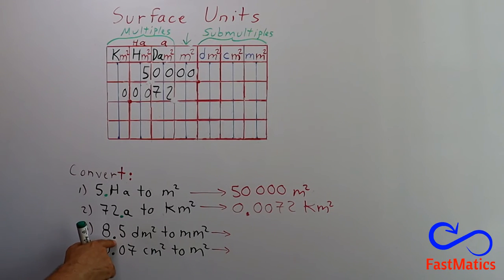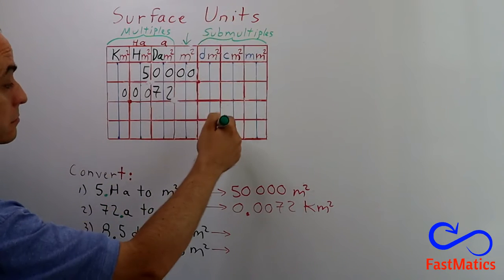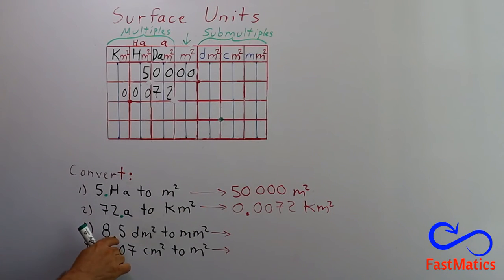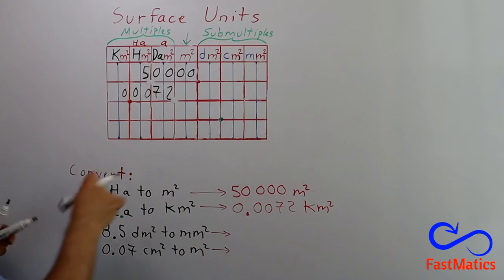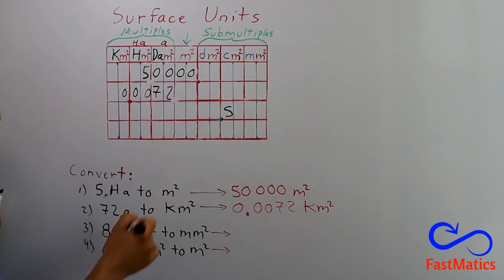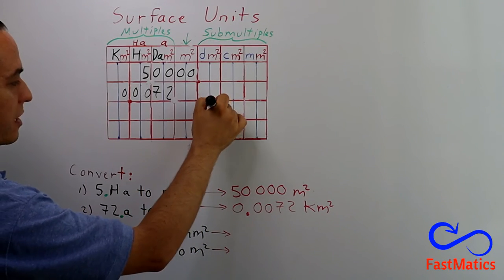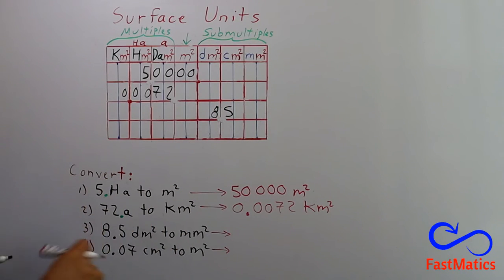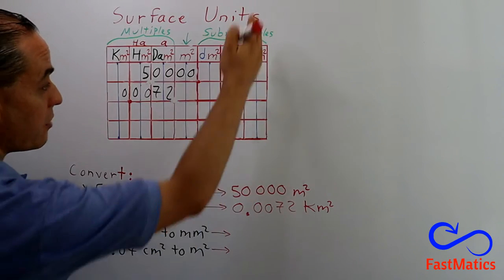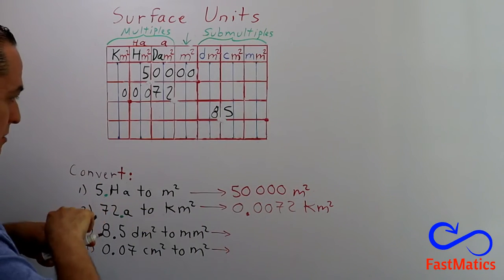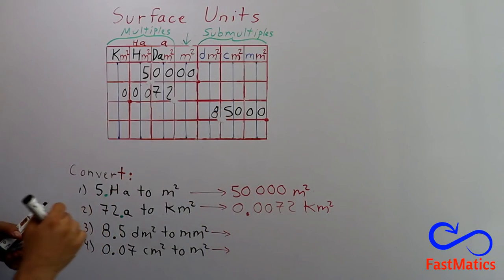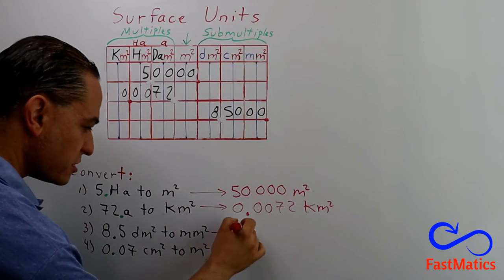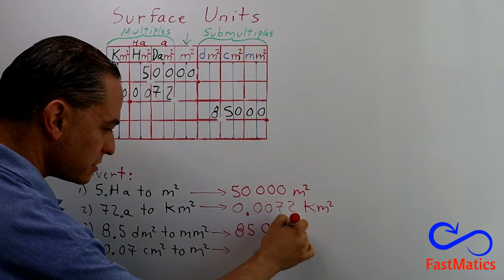Another example, 8.5 decimeters squared to millimeters squared. So you identify the decimal point, you write it at the end of the decimeters squared abbreviation. You see that you have 1/5 written to the right and 1/8 written to the left. Now you erase the decimal point and you pass it to the end of the millimeters squared abbreviation. You fill the blanks with zeros, and the answer is 85,000 millimeters squared.